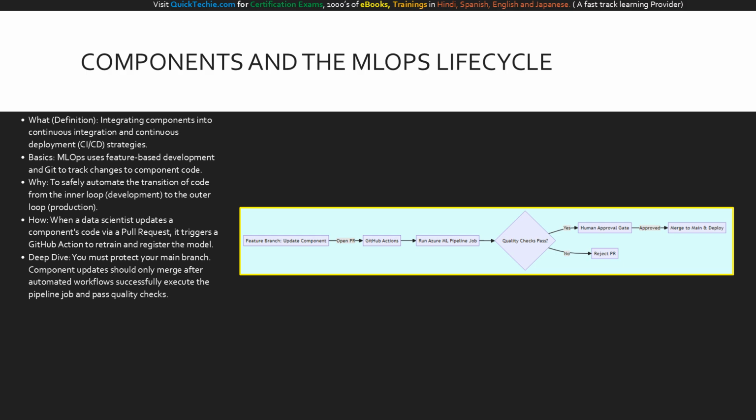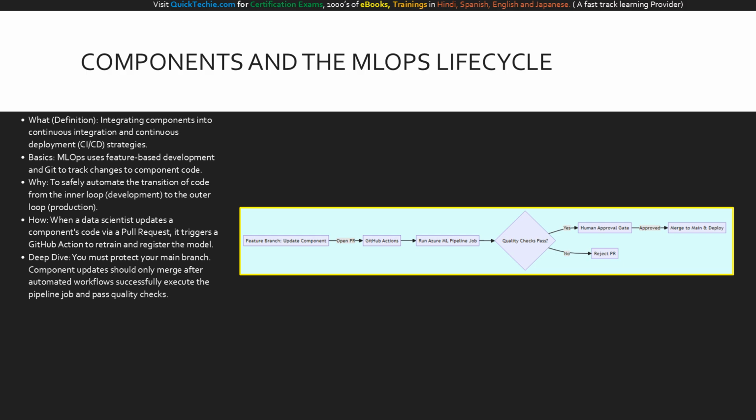Opening a pull request automatically triggers a GitHub Actions workflow. This workflow uses your updated component, runs the pipeline job in the cloud, and verifies the model's quality before a human reviewer approves the merge. This guarantees production stability. This flow illustrates our secure MLOps CI/CD pipeline.